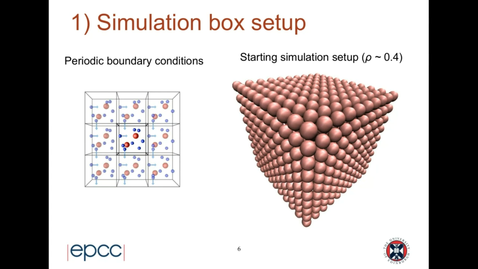In LAMMPS, you can define periodic boundary conditions. You can define non-periodic boundary conditions. I think there's a third one. Let me Google that real quick. Periodic. Oh, you can do shrink wrapped as well if you want to. What is shrink wrapped? Can't remember off the top of my head. But yeah, never used that one. So you can shrink wrap if that's what you fancy.